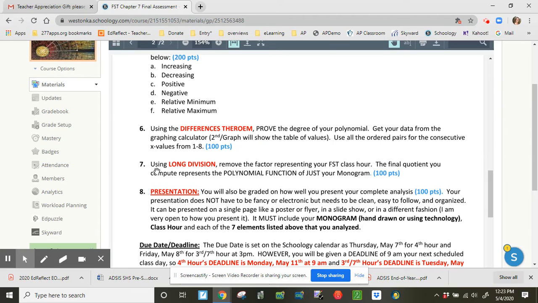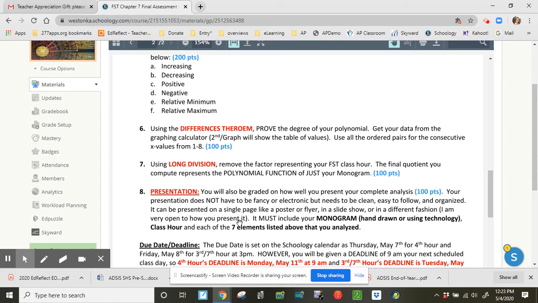Number 7, you're then going to do one step of long division. Of the 4 numbers, 3 of those numbers are related to the letters in your monogram. The 4th number is related to your class hour. What I want you to do is long divide out your class hour and see what you're left with. That's 100 points. And the last 100 points is the presentation.